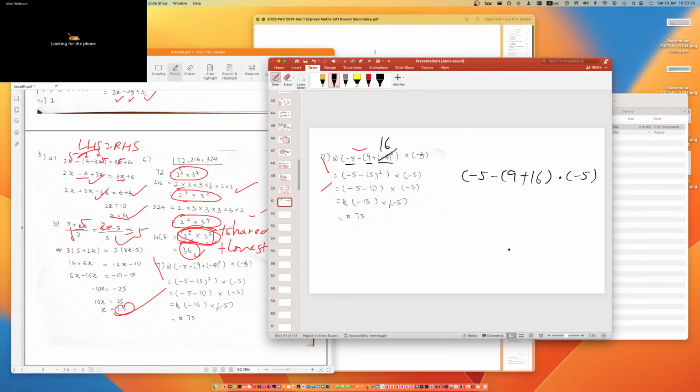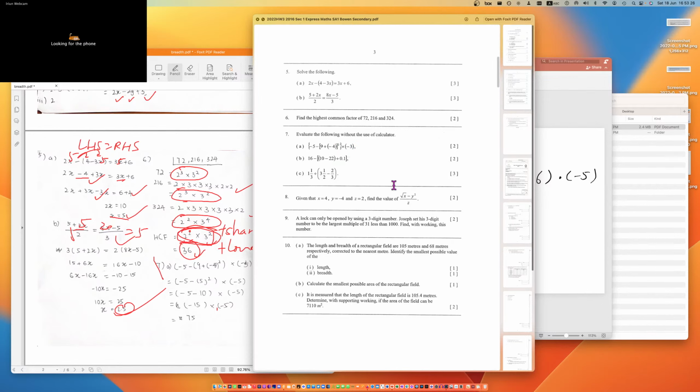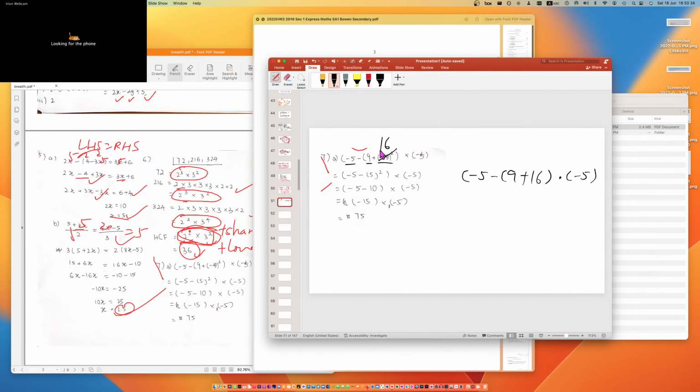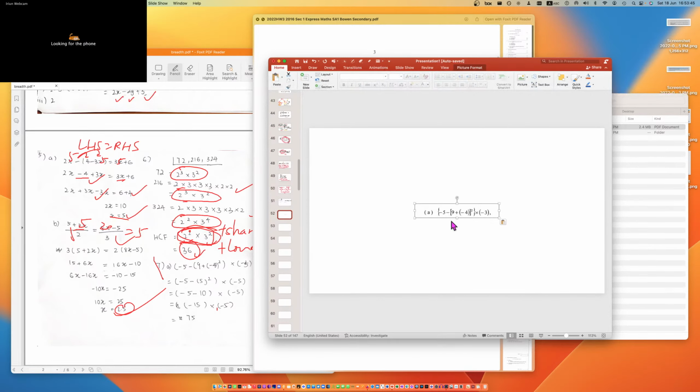Okay? Let me get this question out. Please follow their brackets. Don't create your own brackets. If they use the medium bracket, use the medium bracket. If they use the big bracket, use the big bracket. Okay, let me show you.